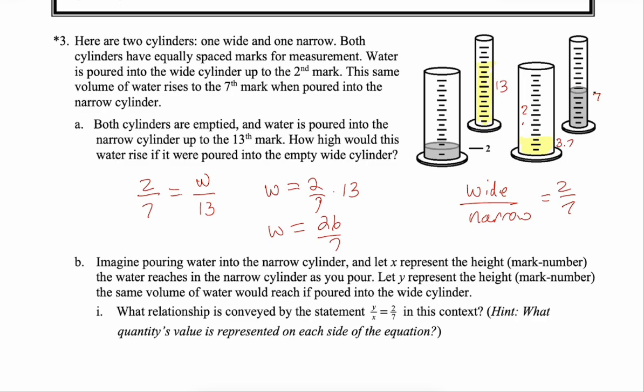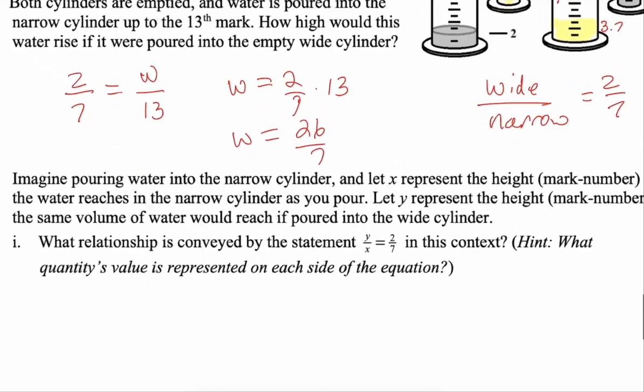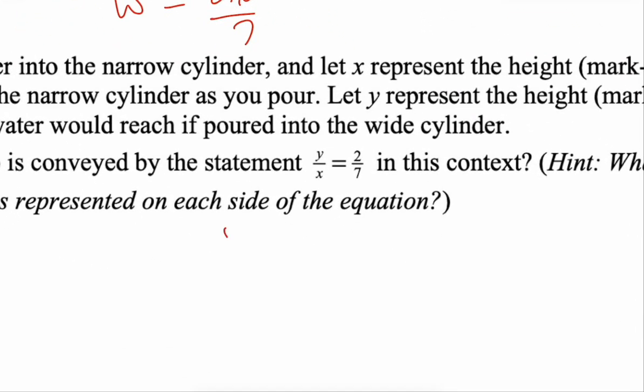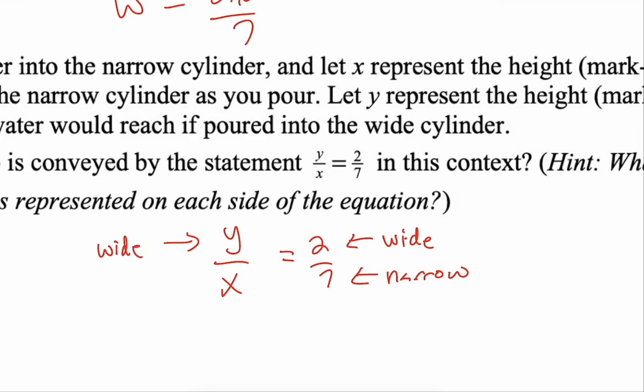So then if you look at part I, when it says X represents the height of the water in the narrow one, and Y is the water in the wide, do you see how they set up a little proportion here? Okay, so let's write that down a little bigger so we can talk about it. So remember how I said that's wide to narrow should always equal wide to narrow. It should always be a fractional relationship that would reduce down to 2/7.